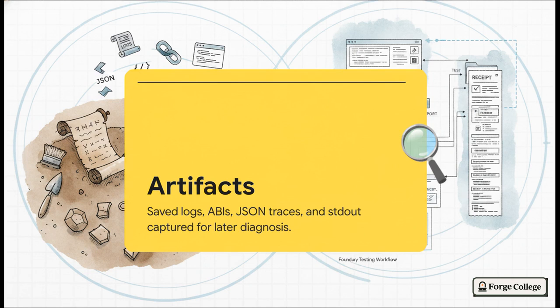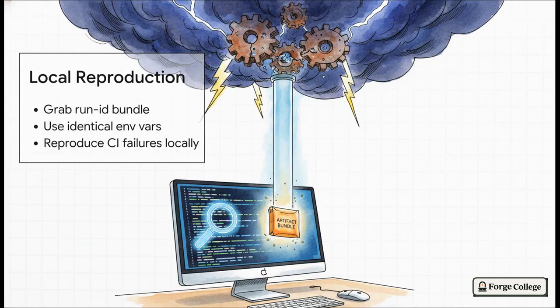Honestly, just think of an artifact as a highly detailed, printed receipt of exactly what happened during your test. Having that receipt makes it infinitely easier to diagnose exactly why something might have failed. So, why do we care so much about hoarding all these receipts? Because of the ultimate developer superpower they unlock. By grabbing a Run ID artifact bundle and using identical environment variables, you can flawlessly, and I mean flawlessly, reproduce a complicated remote continuous integration failure right there on your local machine.